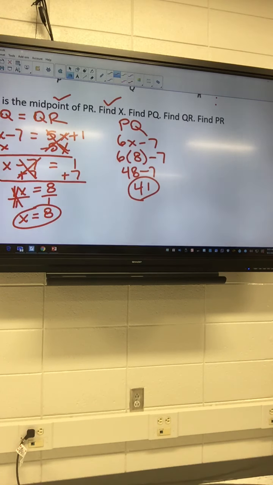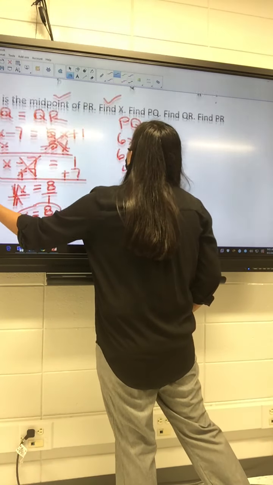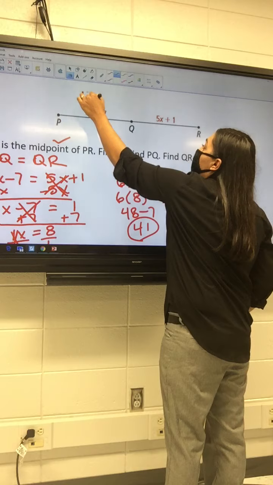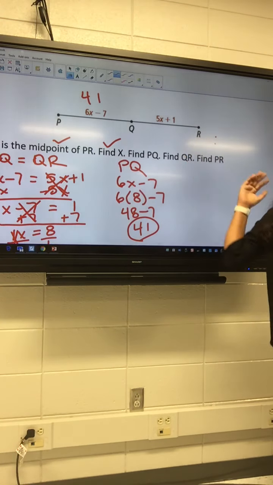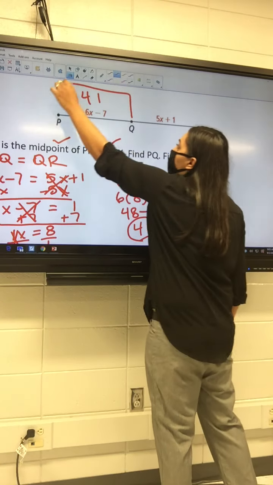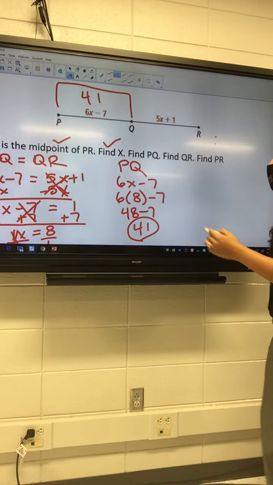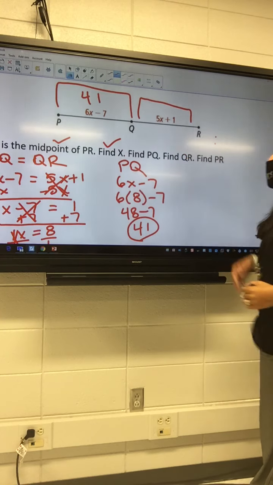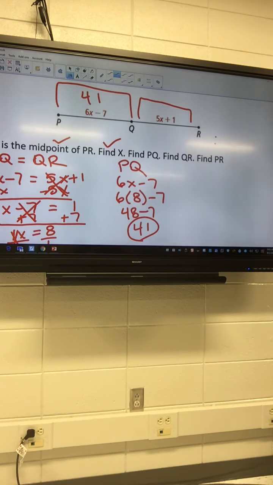Okay, now look at the picture. What is 41? PQ. And look at the picture. What do you know about the picture? It's the midpoint. So this one we know is 41. What do we know about these two segments? They're congruent, and Q is the what? Midpoint. So if this one is 41, what does this other one have to be? 41. This one has to be 41. If you can't see that, find the QR.